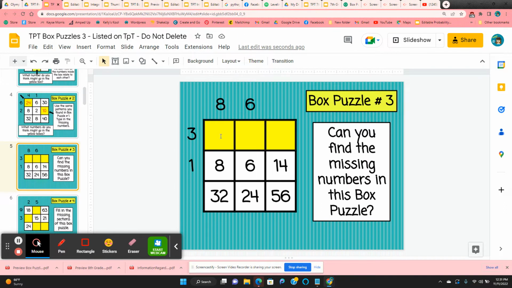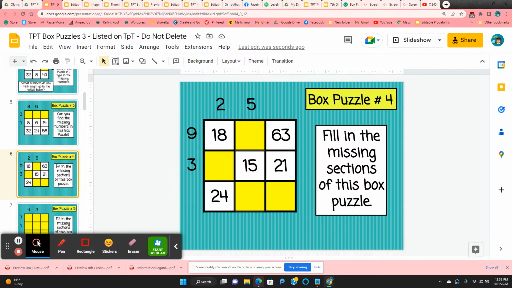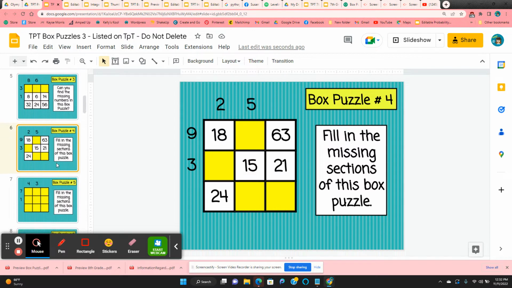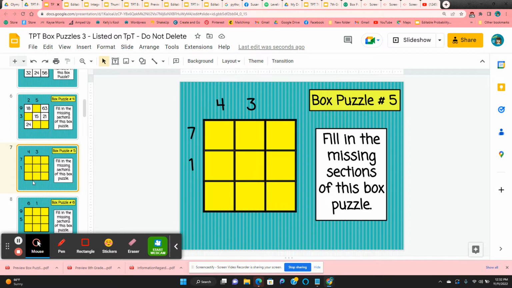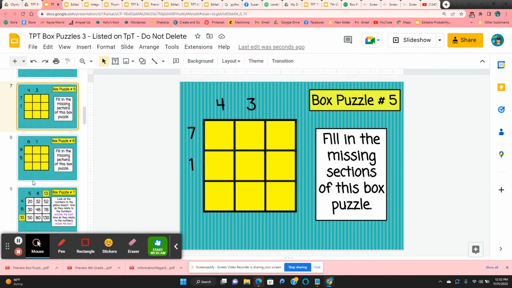This one, 3 times 8, 24. 3 times 6 is 18. Add, and they get the number here. And they should see that it works if they add also going down. So they've got a few more to figure out. They're going to figure out the numbers that go in the yellow boxes. Then they've got one where there are no numbers. They've got to figure out what all 9 numbers are, a couple of those.